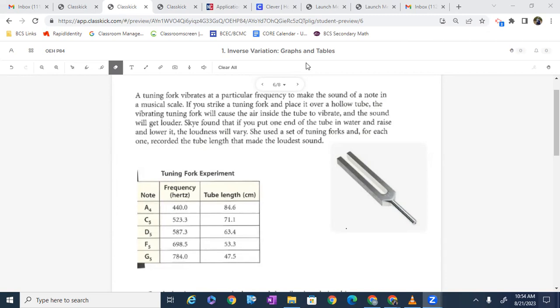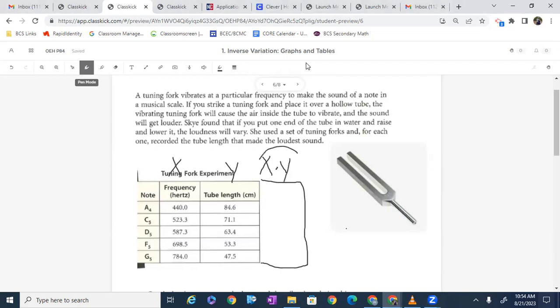loudest sound. So what you're going to see right there is we have our input, which is our frequency. We'll call this X, and then our output, which is going to be that tube length, Y. If you remember, in order to do an inverse variation, assuming it's an inverse variation, we're going to need to find the value of X times Y, because these should all be the same or close to the same for the inverse variation.